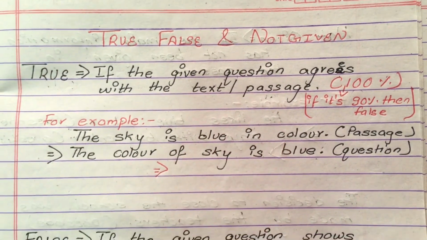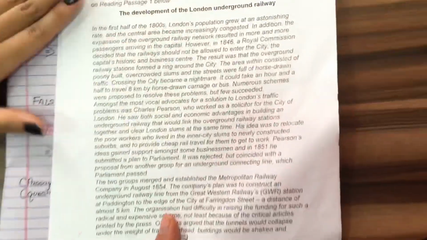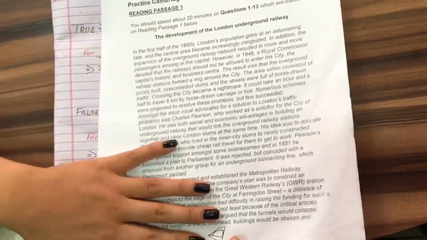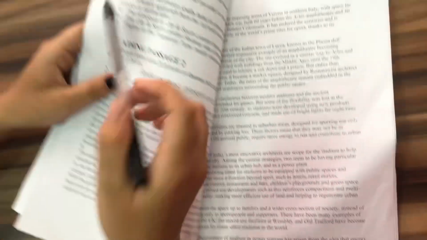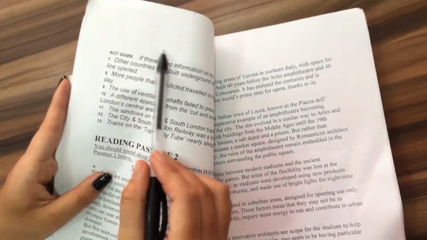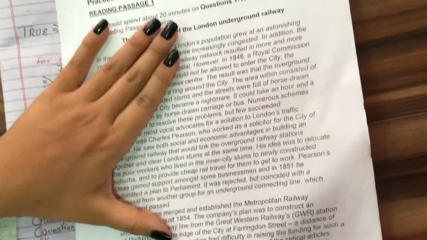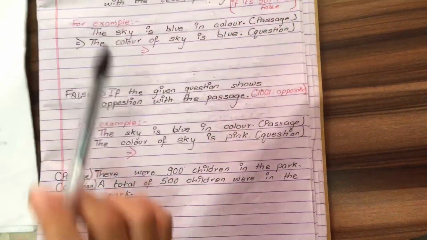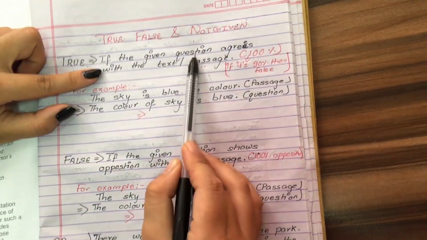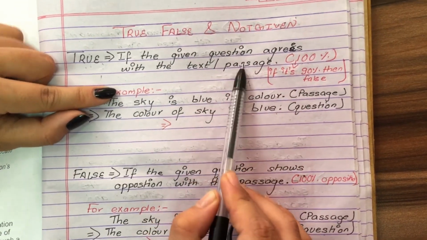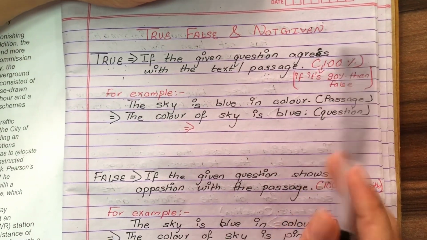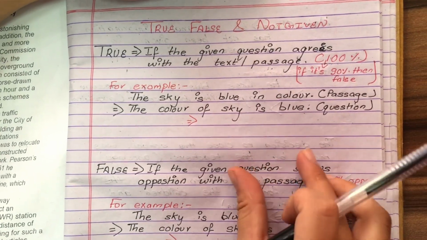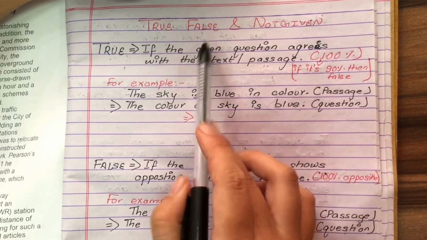Now what question means is, in your IELTS reading you will be getting passages like this and you will be getting questions. Here you have your questions. This is what I am trying to say, question. This is what the passage means. Now you will be writing true if the given question agrees with the text or passage. Now it should agree up to 100%. The things that you see in the question should conform or agree with the text itself.